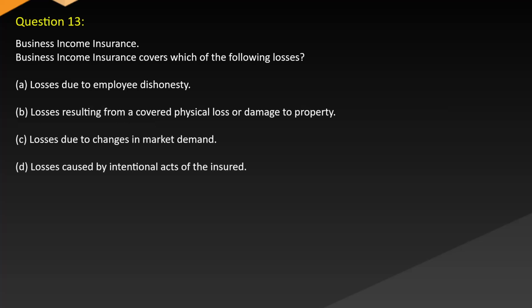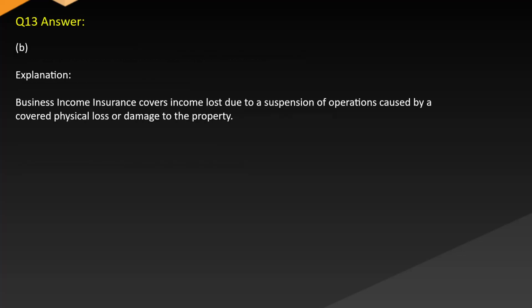Question 13. Business income insurance. Business income insurance covers which of the following losses? A. Losses due to employee dishonesty. B. Losses resulting from a covered physical loss or damage to property. C. Losses due to changes in market demand. D. Losses caused by intentional acts of evil. Answer B. Explanation. Business income insurance covers income lost due to a suspension of operations caused by a covered physical loss or damage to the property.